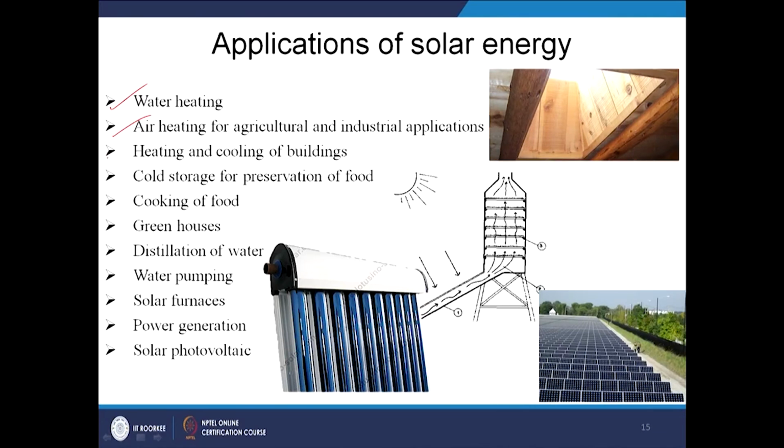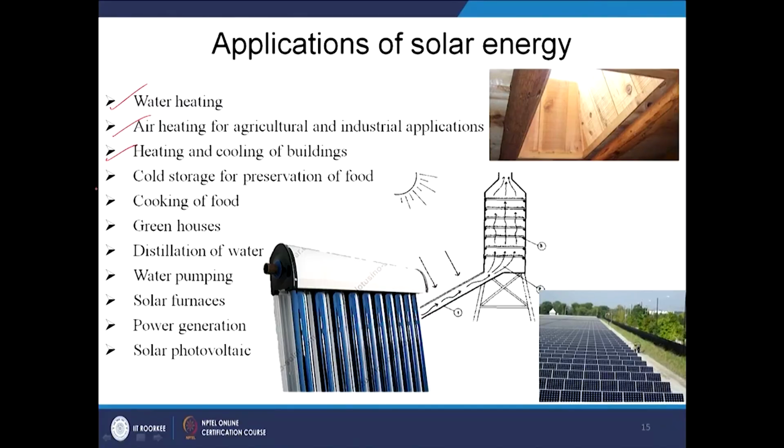And then heating and cooling of buildings, solar energy can also be used to heat and cool buildings. So, we have to design the buildings in such a way that we can capture energy from the sun when needed and avoid energy from the sun when not needed. That is passive design of buildings, we will discuss that. And then cold storage for preservation of food, that is also one application of solar energy. People have used it for cooking of food, and then greenhouses.